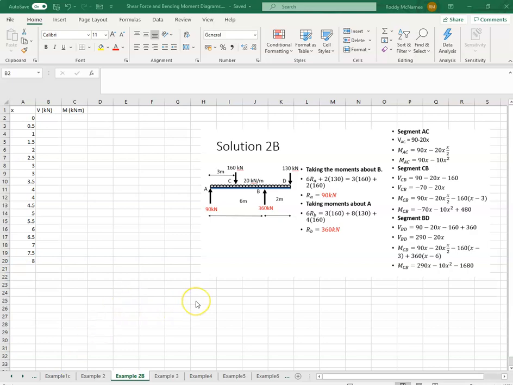Okay, so this is going to be the final example, at least for a while, of how to plot the shear force and bending moments using Excel. And this is the solution for example 2b. So this is the solutions that we got.